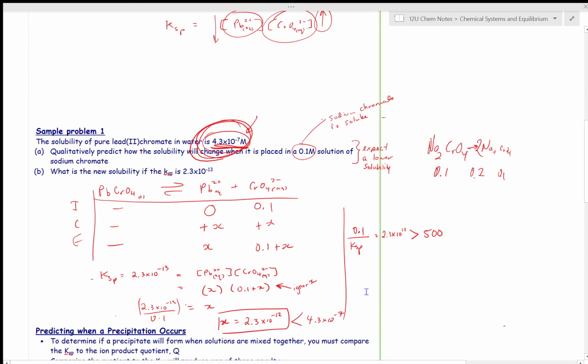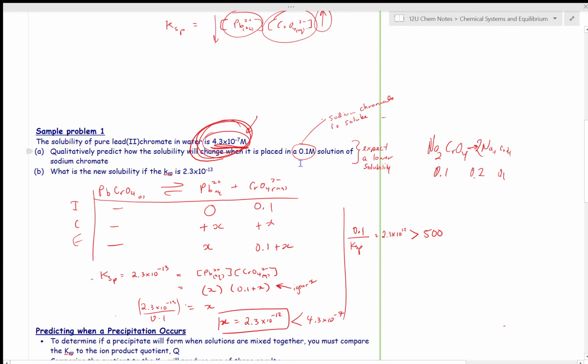It agrees with our prediction in that the value that we got as a result of this 0.1 here is much, much smaller. Is everybody okay with that?